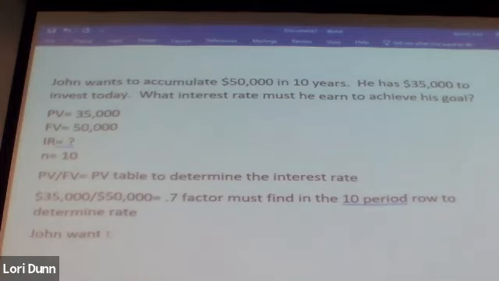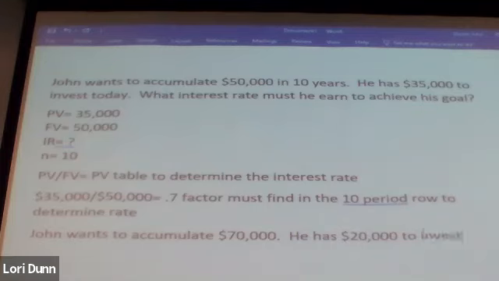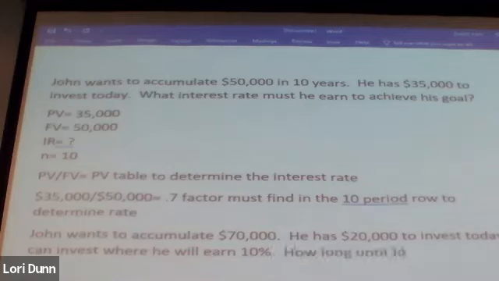John wants to accumulate $70,000. He has $20,000 to invest today, and can invest where he will earn 10%. How long until John reaches his goal? So how many periods does he need to invest his money to go from 20,000 to 70,000, assuming a 10% interest rate?